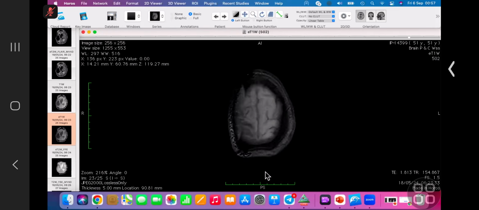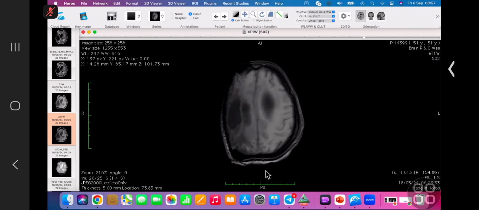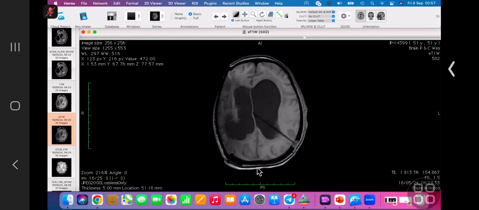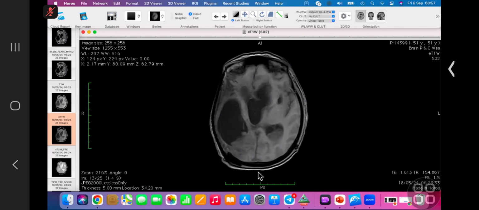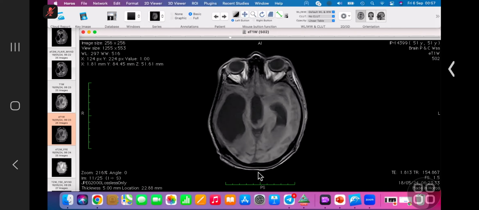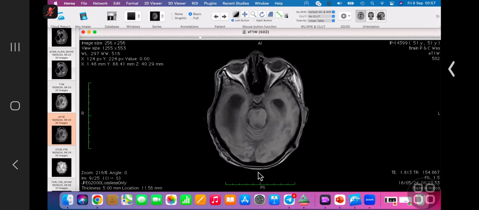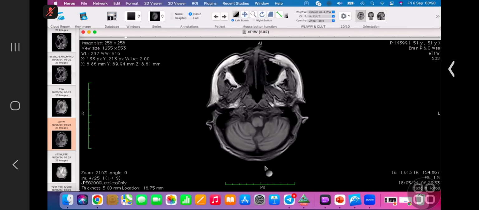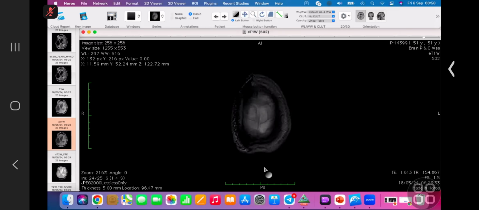Okay, this is T1 without IV contrast. Also, there is evidence of previous surgical intervention or maybe craniotomy. If it was in an urgent situation, maybe it was for decompression. If the patient has raised intracranial pressure or it's long-standing, I would check the patient's previous images. So the intraventricular content is hyperintense on T1, so favoring blood. There is no tonsillar herniation. Okay, let me show you the post-contrast.